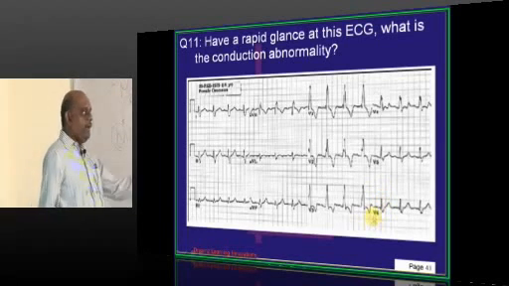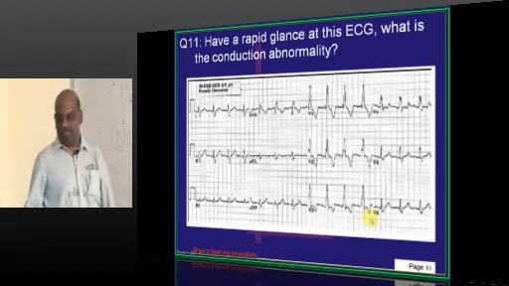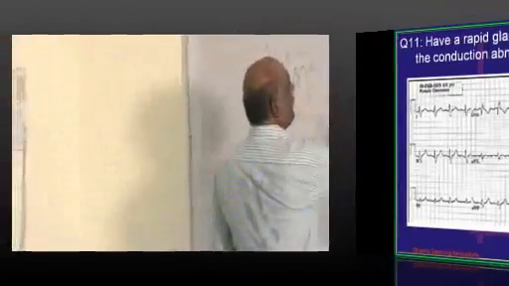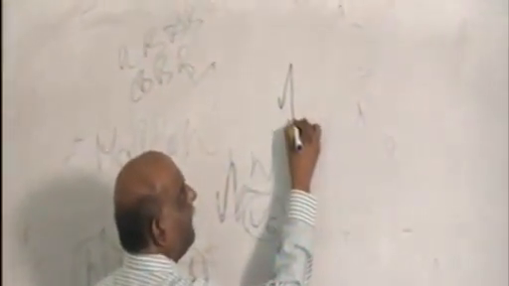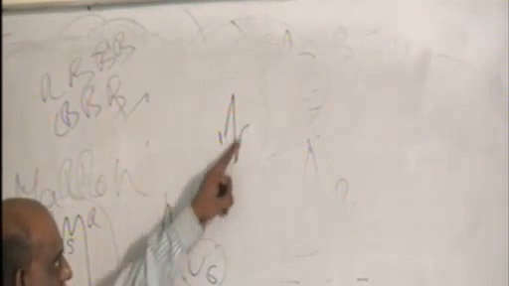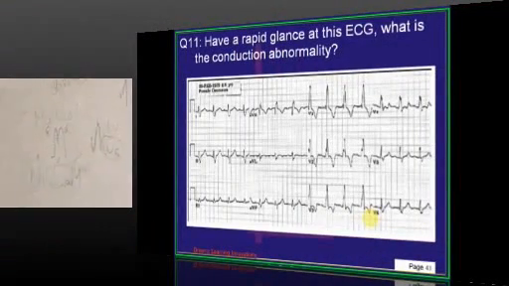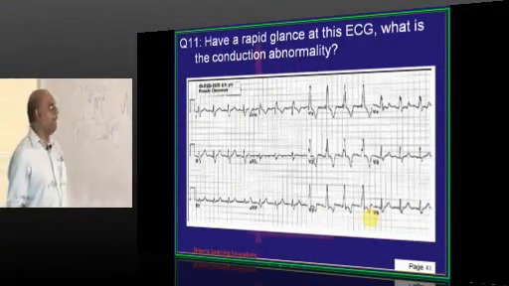W pattern, where do you have it? In lead V6. W means don't expect a proper W. That is also important. W means it looks like this. It will be like this. This is called the W pattern. A negative limb, positive limb, then negative limb. That is the W pattern you have to remember.